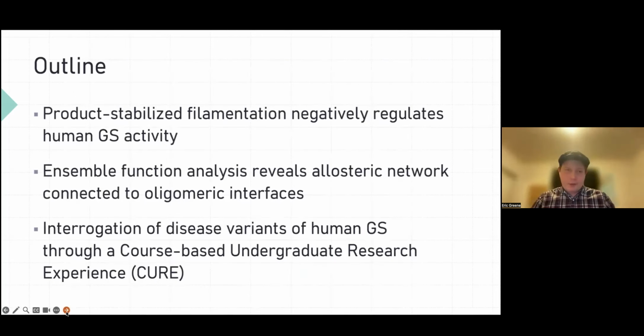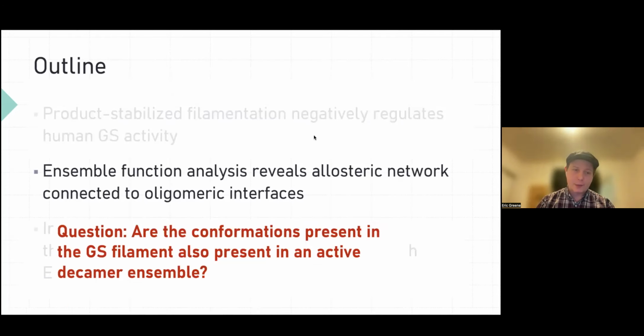All right, so I hope I've been able to convince you that a product of the reaction can stabilize filamentation to negatively regulate human GS. And so now I want to move on to the next part of the talk, which is going to be an ensemble function analysis to look specifically at allosteric networks that are tied to these different oligomeric interfaces.